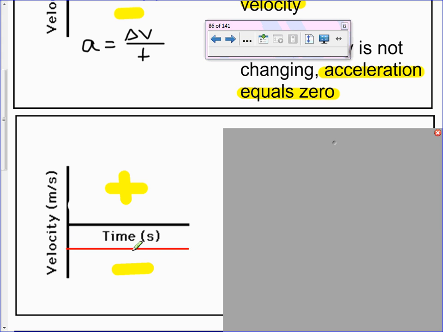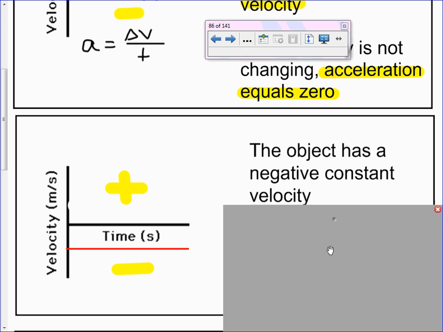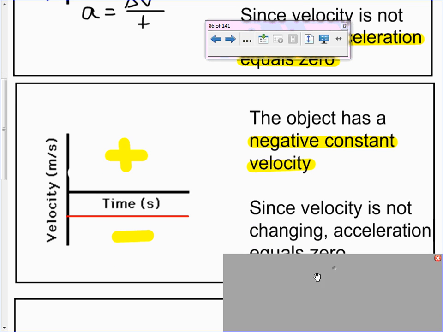But as indicated by our lack of slope, we have a constant velocity again, except this time it's negative. And since we have a constant velocity, that creates 0 acceleration. Acceleration is change in velocity over time. If velocity is not changing, then there's no acceleration.